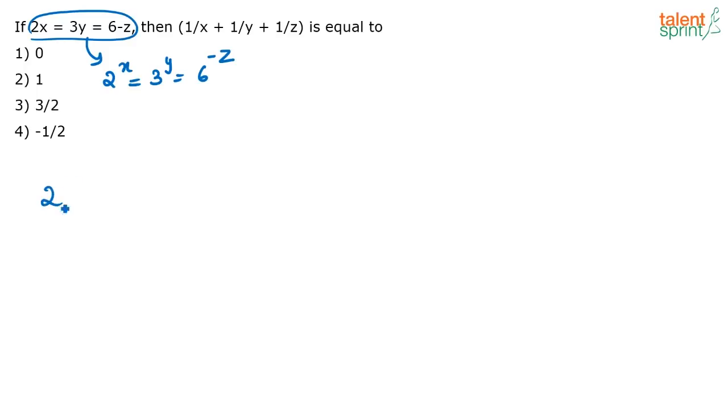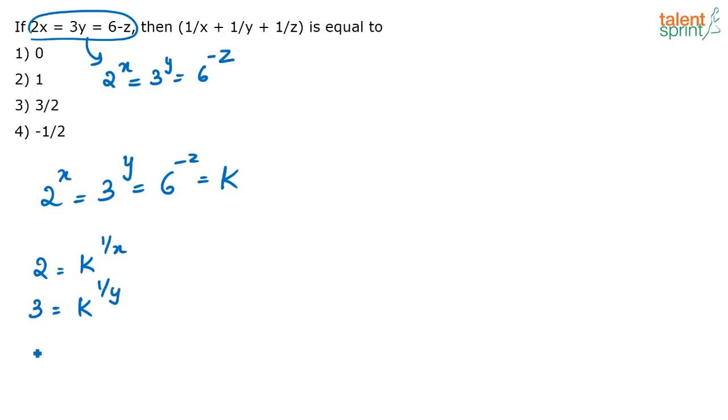Again, a question on algebra. Basically, you have to do some rearrangements like how we did before to arrive at the answer. So assume this is equal to k. So if this is equal to k, then what can I say? I can say 2 is equal to k to the power 1 by x. Similarly, 3 is equal to k to the power 1 by y. 6 is equal to k to the power minus 1 by z. Basically, I am trying to represent everything in terms of k.